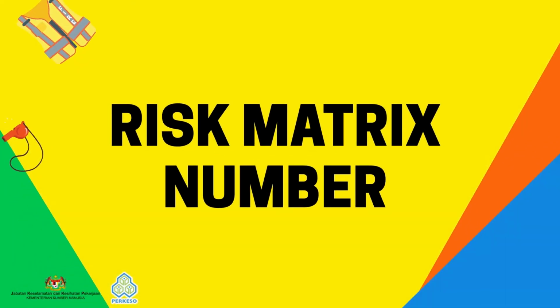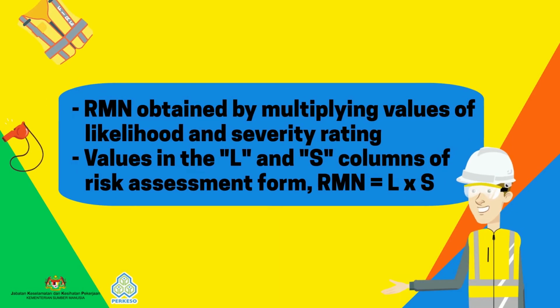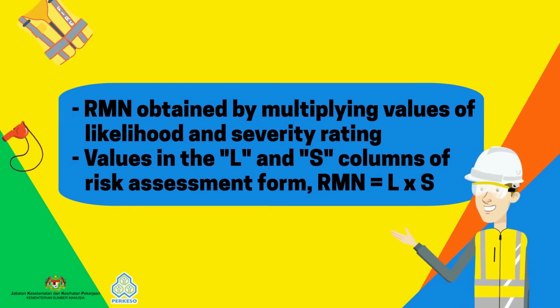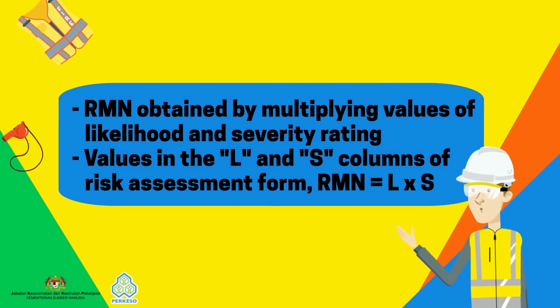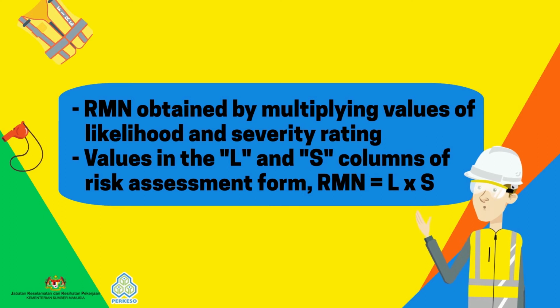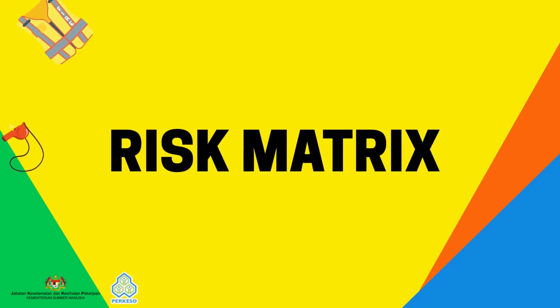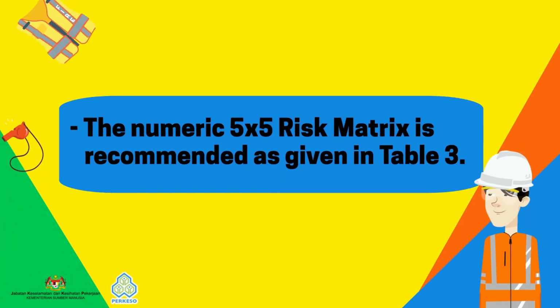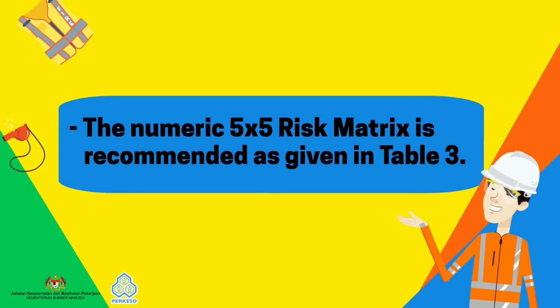Next is risk matrix number. The RMN is obtained by multiplying the values of likelihood and severity rating in the L and S columns of the risk assessment form. RMN equals L times S. We're going to talk about the risk matrix. The numeric 5x5 risk matrix is recommended, as given in Table 3.